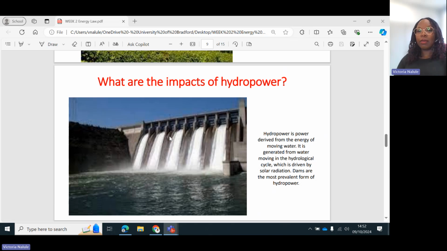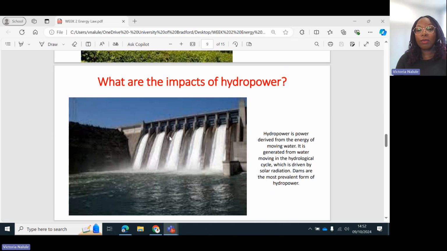Then the other type is hydropower. Hydropower is derived from the energy of moving water. It is generated from water moving in the hydrological cycle, which is driven by solar radiation. Dams are the most prevalent form of hydropower. So hydropower is good for countries that actually have access to this water. And in most countries, you would see they are getting their renewable energy through hydropower.